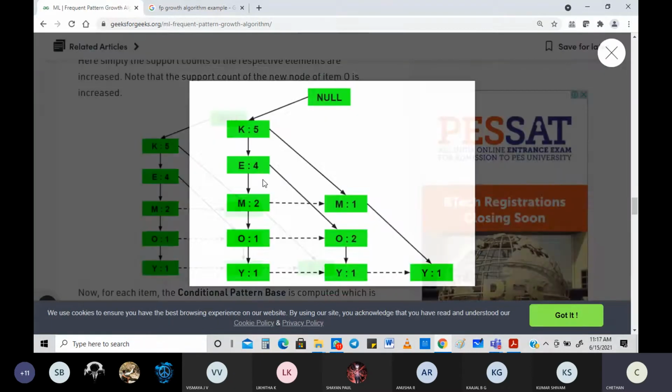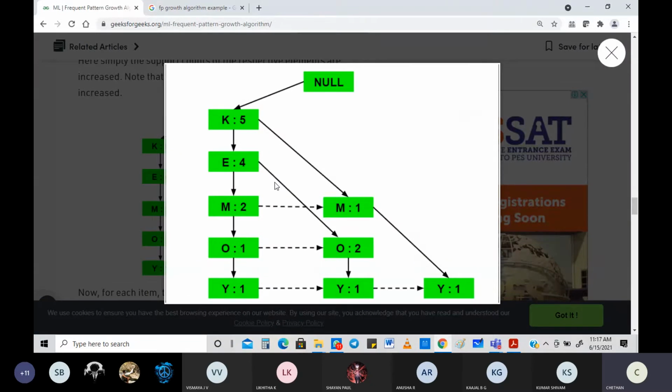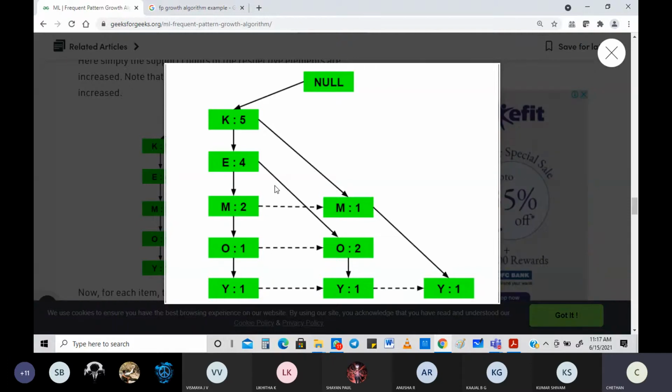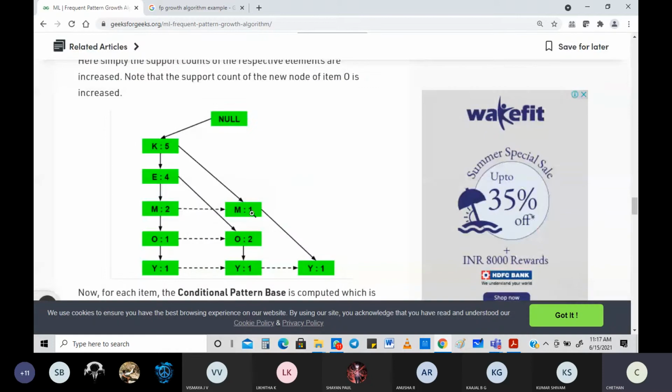Okay, now this is the last thing what you get once you insert all the ordered pattern sets. This is what you get. You got K, E, M, O, Y. Then you got all those in one path. You got M, O, Y. Then of course there's a Y in between. So you put all those things, and this is what you're going to get. Very important to know also.